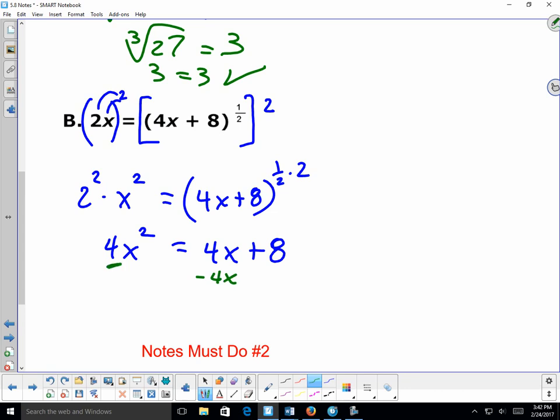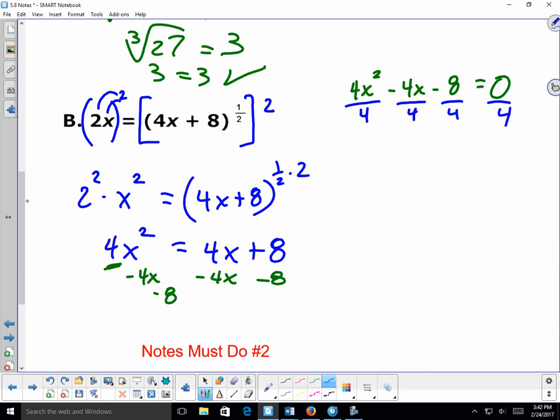I like to have my leading coefficient positive, so I'm going to bring everything over to the left side. I'm subtracting 4x from both sides and subtracting 8 from both sides. So I get 4x squared minus 4x minus 8 equals 0. Now I notice that 4 goes into everything here, so we can make our lives a little bit easier if we divide both sides of the equation by 4. So in this case, I get 1x squared minus 1x minus 2 equals 0.